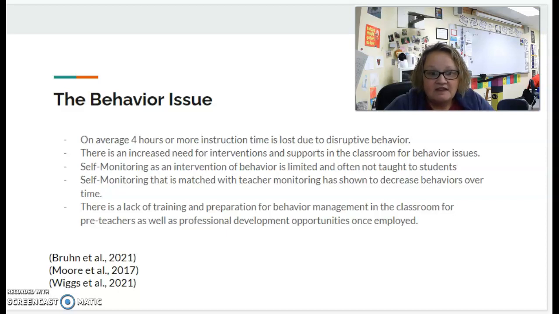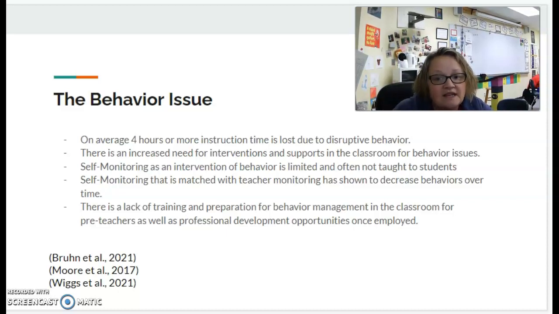Self-monitoring is an intervention that is a great tool for behavior, but is very limited, and often it's not taught to students on how to self-monitor their own behavior. But we do know that self-monitoring that is matched with teacher monitoring has been shown to decrease behaviors over time way better than just teacher monitoring by itself or just having students try and monitor their own behavior. You have to do a combined collaboration of teacher monitoring and student self-monitoring, and those two things have made kids more independent, more aware, and behaviors decrease with the self-monitoring matched with teacher monitoring.